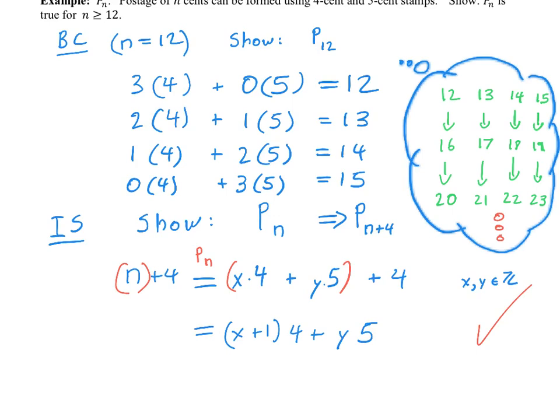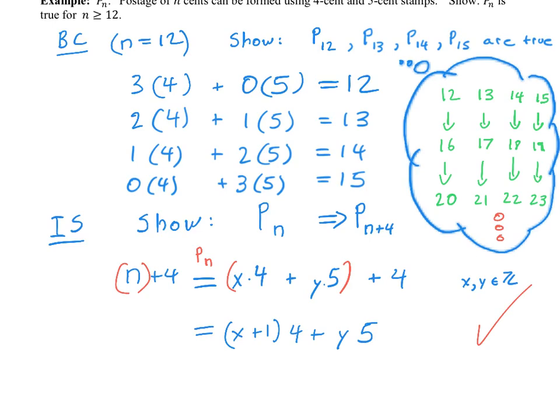So to return to what we were trying to do, we wanted to show that p sub 12, p sub 13, p sub 14, and p sub 15 are true. And we successfully did that below, and that completes the induction, and it gives us a solid proof that says we can make all the postage with 4s and 5s for every integer bigger than or equal to 12.